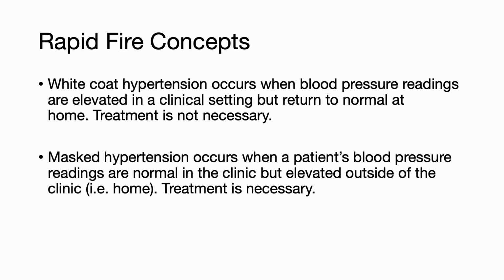Understand the concept of white coat hypertension and mask hypertension. White coat hypertension occurs when blood pressure readings are high in the clinic but normal at home, and treatment is often not necessary. Mask hypertension occurs when the blood pressure readings are normal in the clinic but high at home, and consider treatment in this population.